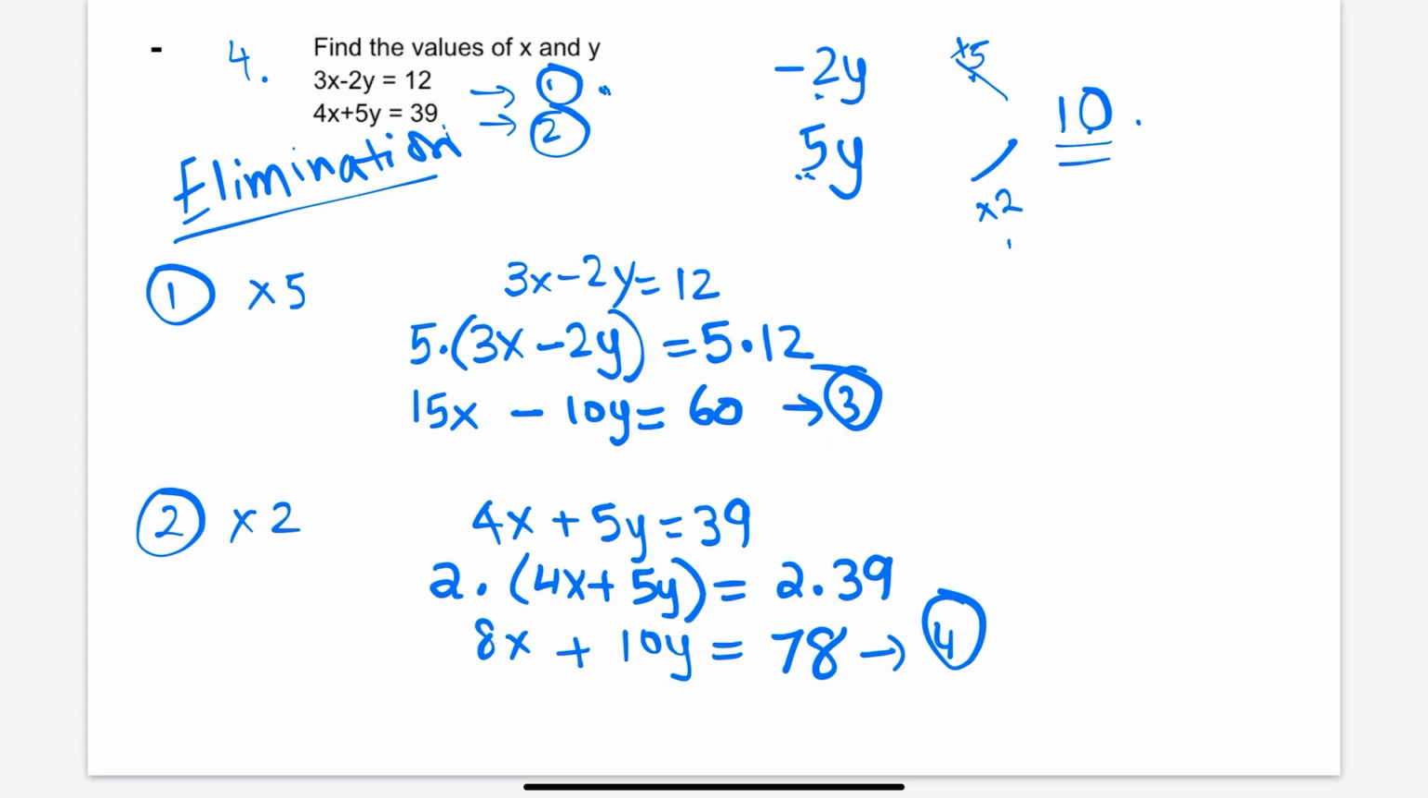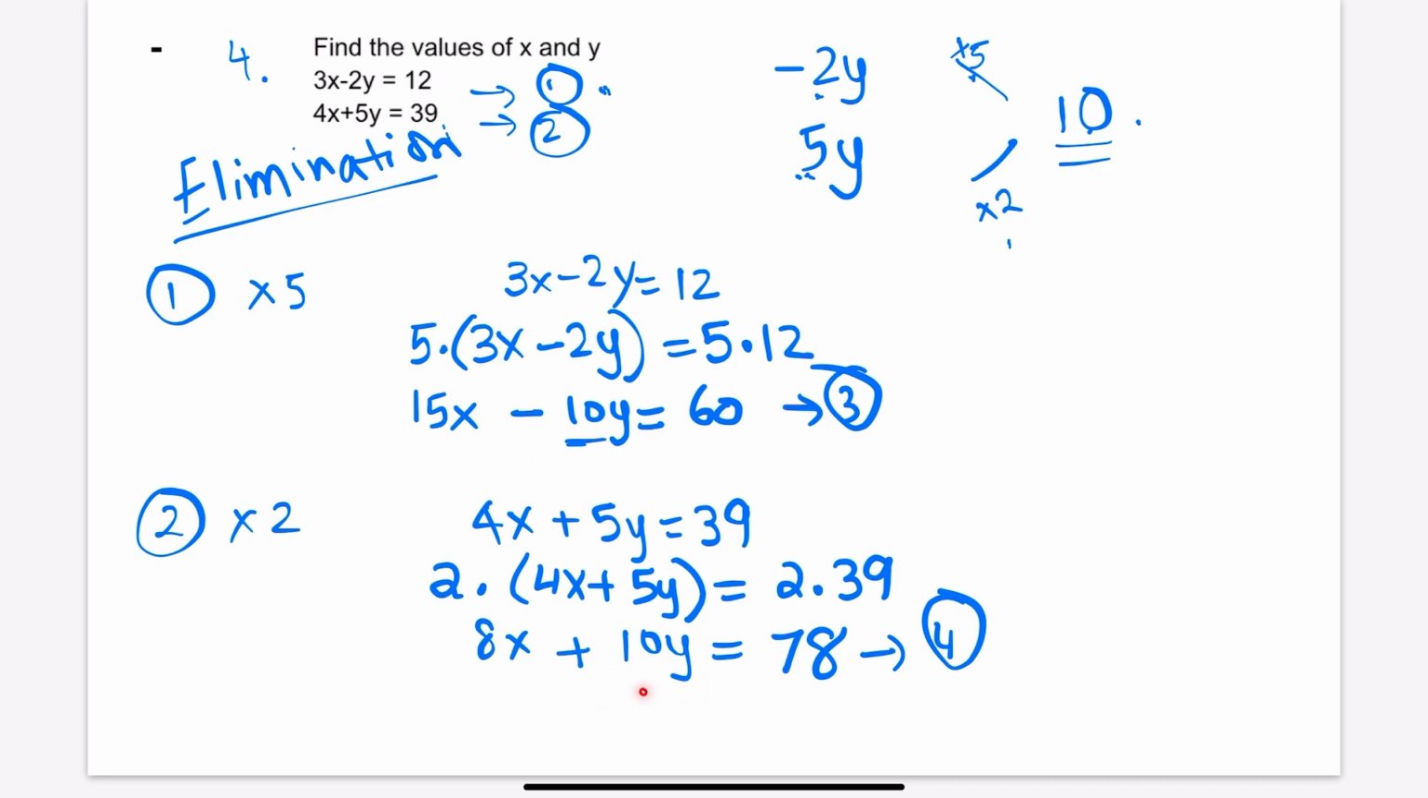I need to do that to make the coefficient of y look the same. You could also make the coefficient of x the same by multiplying both sides, determining its least common multiple and doing the same process. But here I chose y, and I'm trying to find the least common multiple of 2 and 5, which is 10. I'm trying to make the coefficient of y in both equations 10.